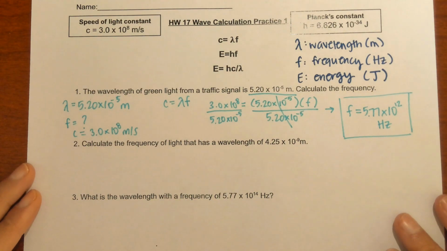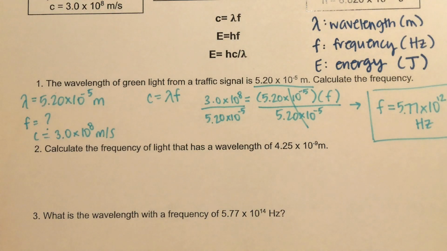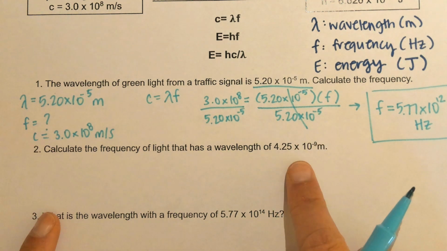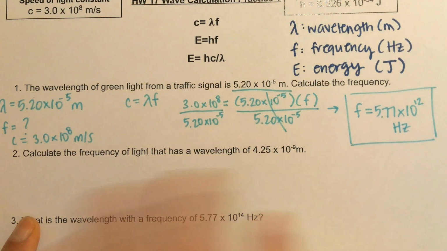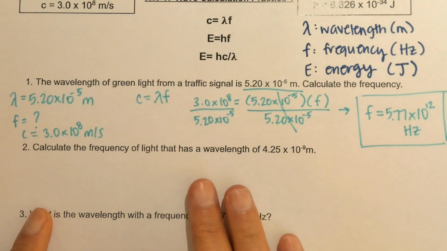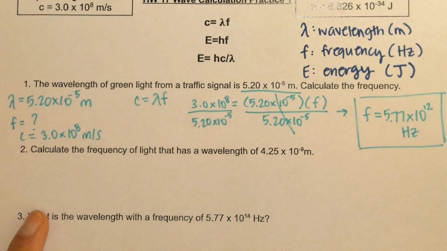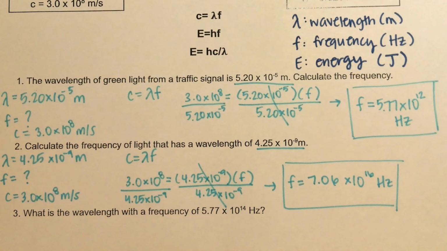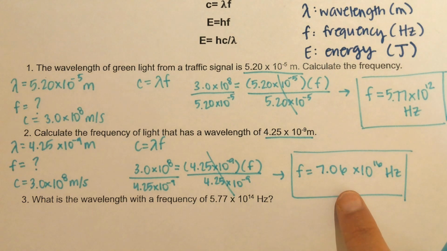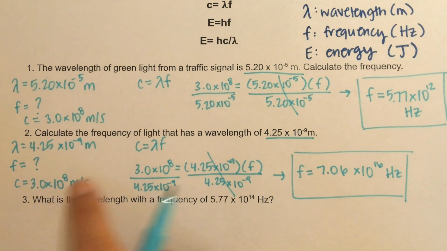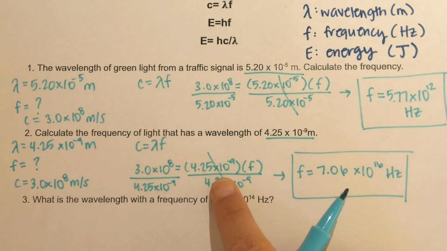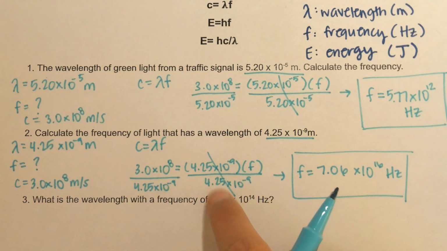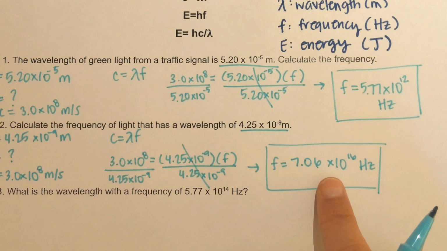Okay, so for number 2, this time it's pretty much asking for the same thing, but with different numbers. So, using the work process here, try this by yourself, pause the video, and then unpause to check your work. Alright, so this is what you should have gotten for frequency. Again, you always have the speed of light, and when you substitute that in, with the wavelength as 4.25 times 10 to the power -9, you divide both sides, you should get 7.06 times 10 to the power of 16.